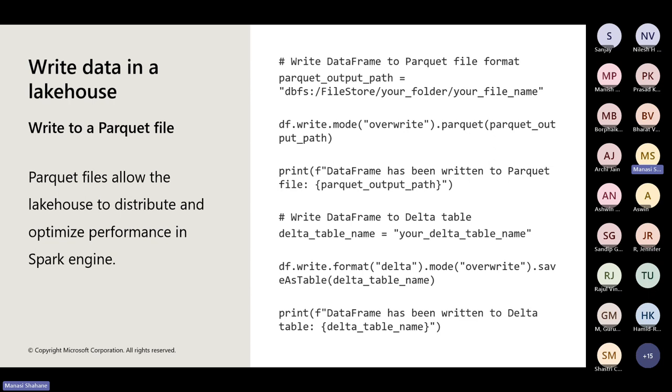Then here we are talking about some more optimization techniques in your lakehouse. Because we can work with delta tables, we can do something called partitioning. Partitioning is like dividing the files. Like let's say you have sales data, and you have sales data for, let's say, 2019, 2020, and 2021.